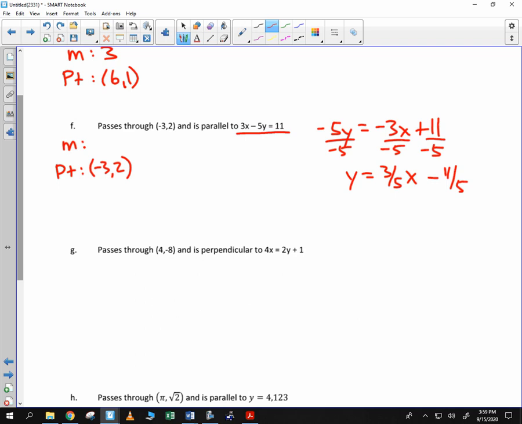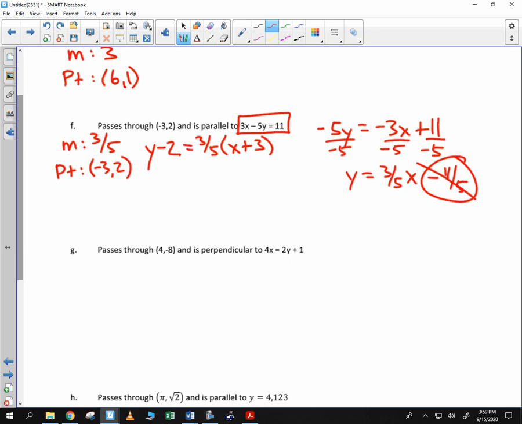So this line has a slope of 3/5, so my new line is also going to have a slope of 3/5. You do not need to worry about this negative 11/5. It has nothing to do with the problem. But now I can write my equation for my new line. y minus 2 is equal to 3/5 times (x plus 3).